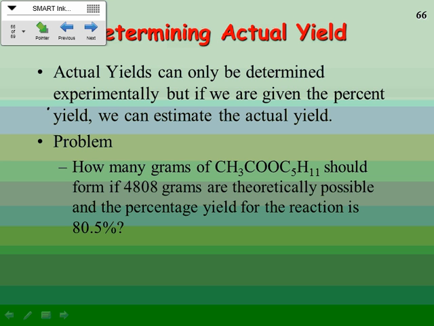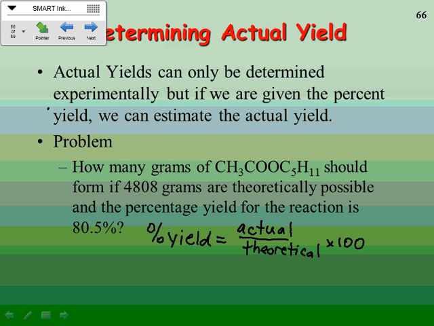So how many grams of that should form if 4,808 grams are theoretically possible, and the percent yield for the reaction is 80.5? Okay, you should hope for this type of problem on your test, because the formula for percent yield is actual over theoretical times 100. Just plug stuff in and solve for x. Okay, these are nice and easy.